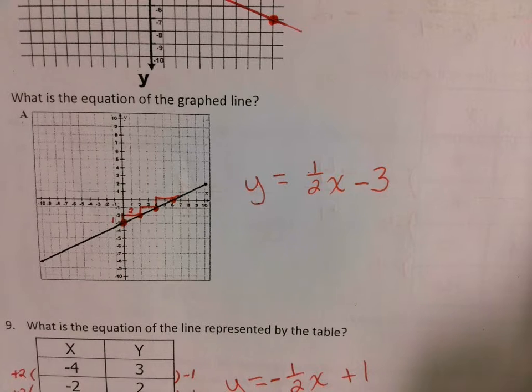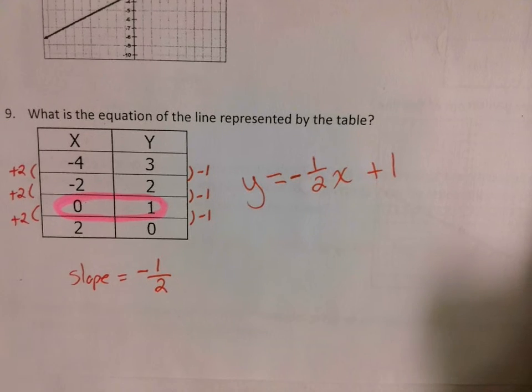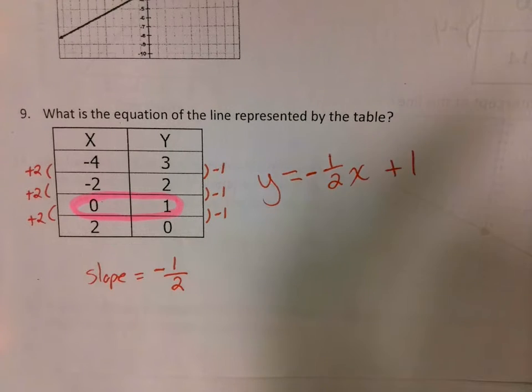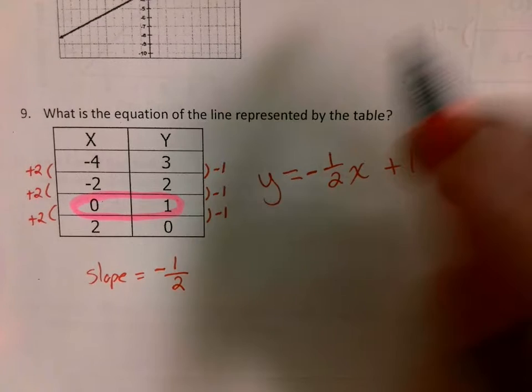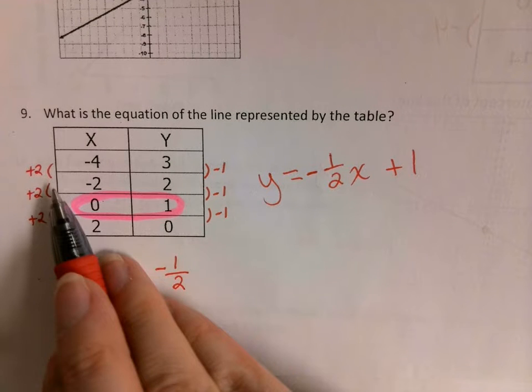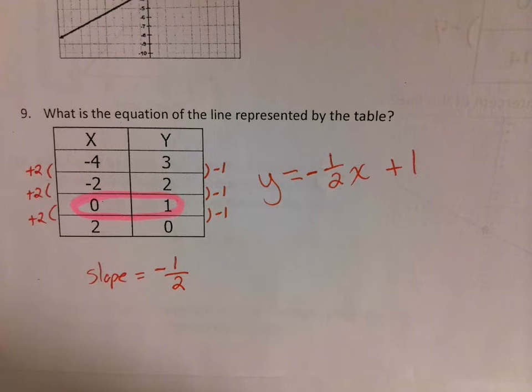Okay, problem number 9. For problem number 9, we are finding the equation of the table. So find the slope first. Our y value is decreasing by 1, while our x value is increasing by 2. So it's a -1 over 2.